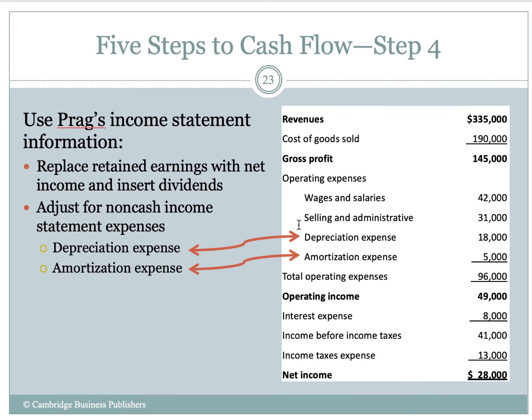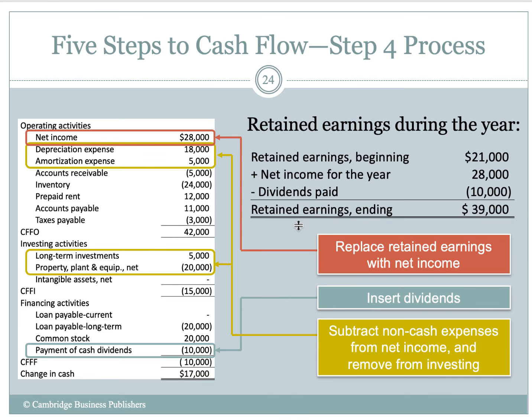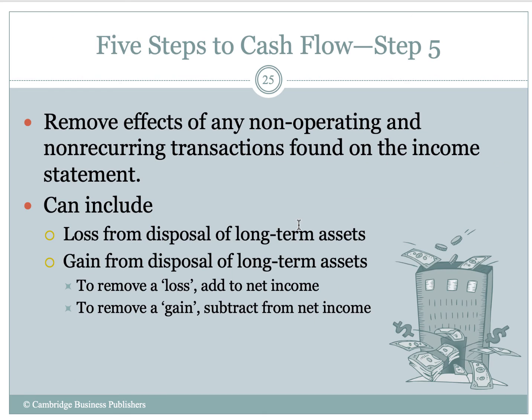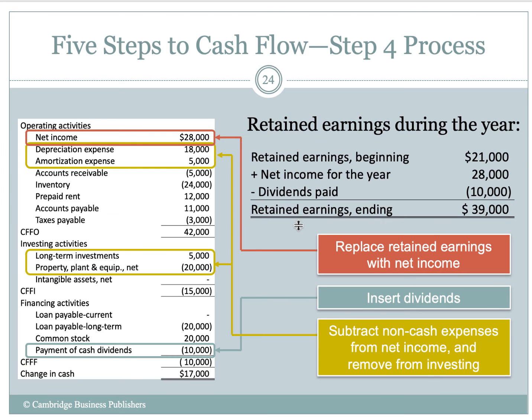So notice what we have here. We have our non-cash adjustments that we need to make. Remember, those depreciation expenses and amortization expenses, we add those back into operations, okay? Because those are non-cash transactions, right? I'm going to show you an easier way to do this.